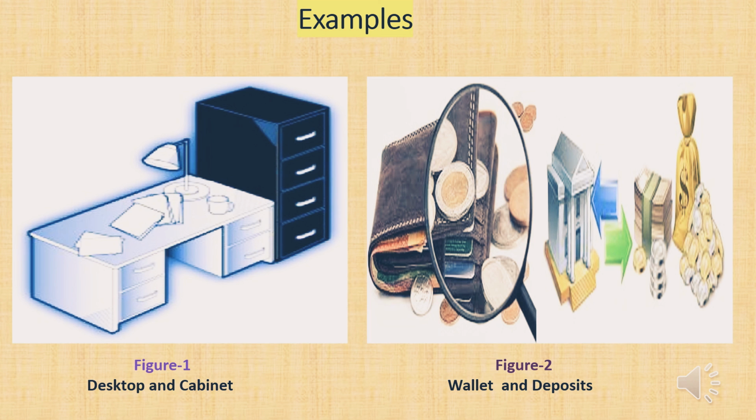Similarly, in figure 2, there is a wallet containing some coins and rupees, and a deposit in the form of a bank or other modes. Currency available in the wallet is readily available to spend, but the deposits can be utilized only through an interface, that is, the bank or any third party intervention. So the wallet can be treated as memory and the deposit as storage.